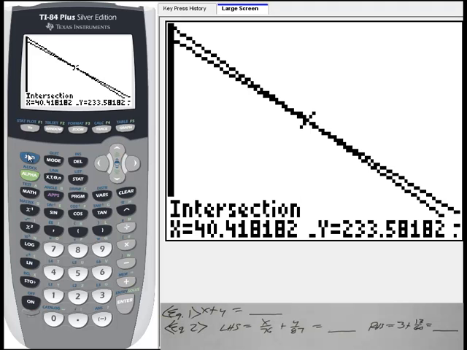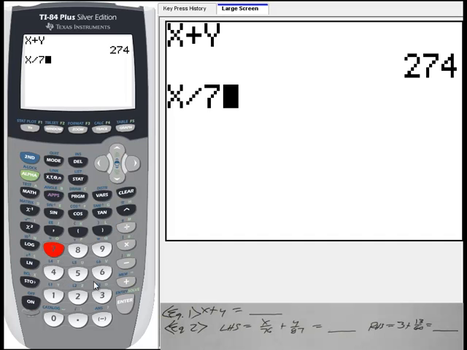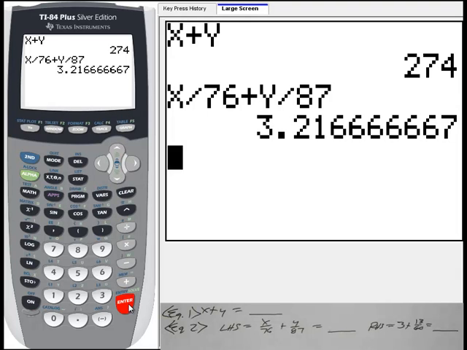Here at the calculator, let's go back to that home screen. And first let's take care of this first equation, x plus y. Enter. 274. Okay, good. Now, the more complicated second equation, its left-hand side. We got this x divided by 76 plus y divided by 87. Okay, have this number here.